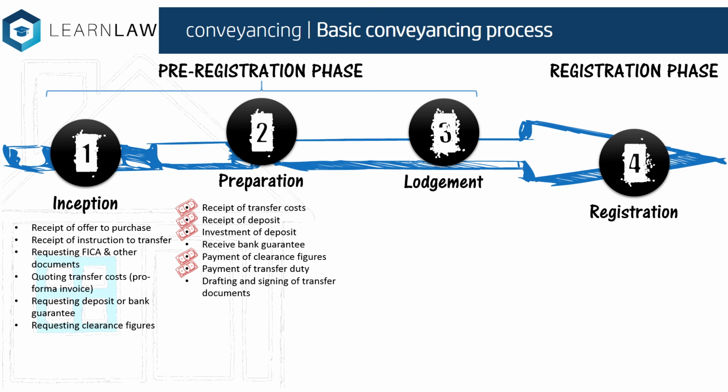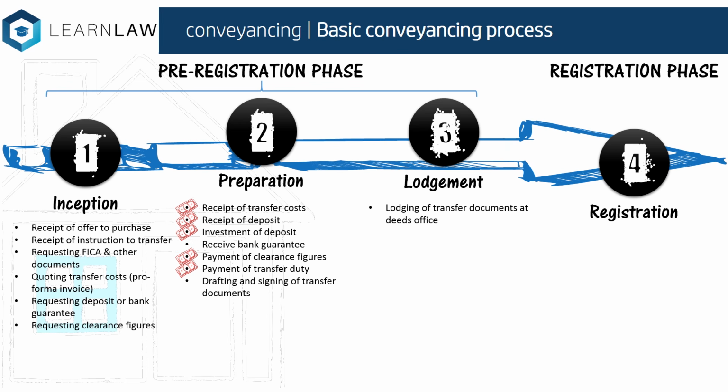Clearance figures, in essence, involve the advance payment of the municipal rates and taxes, as well as the levies if it is a sectional title. Clearance figures are always payable by the seller. Once all the requirements have been met, the transaction is lodged with the deeds office for registration.